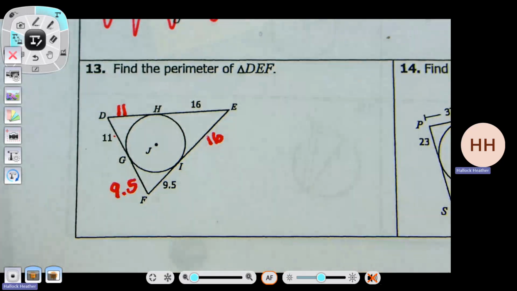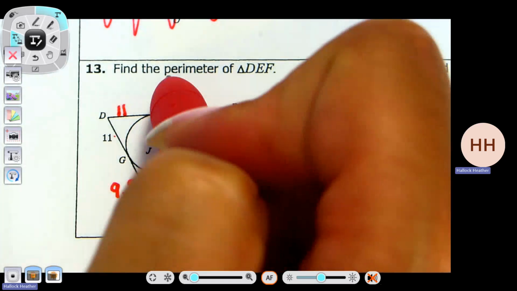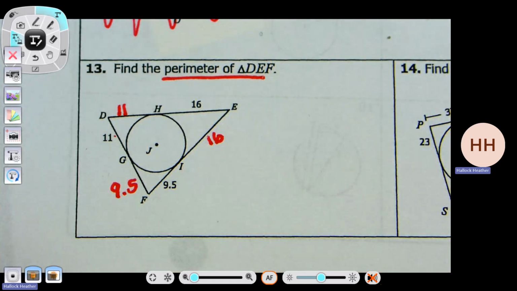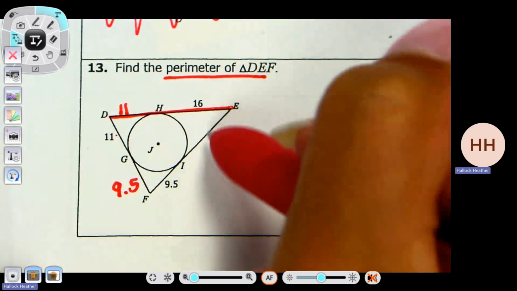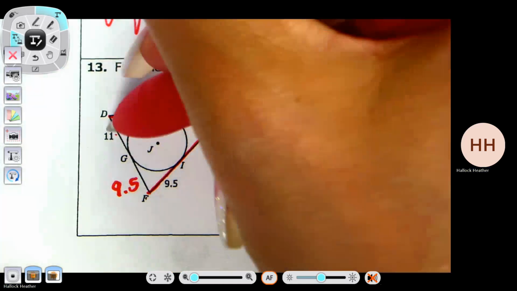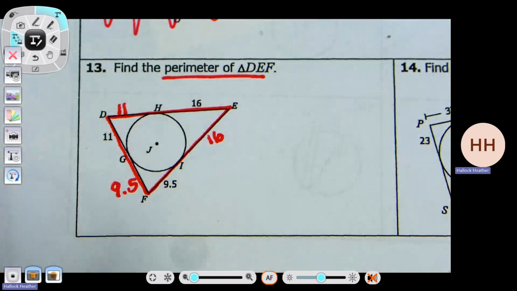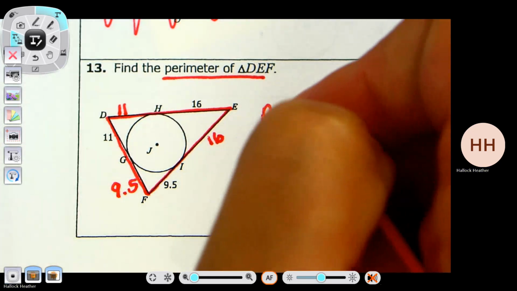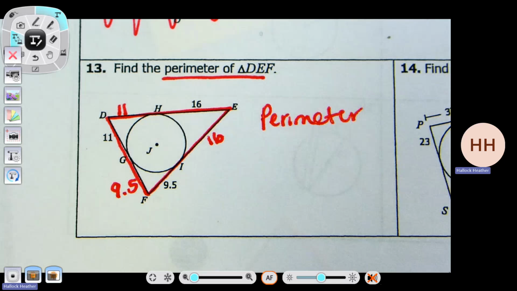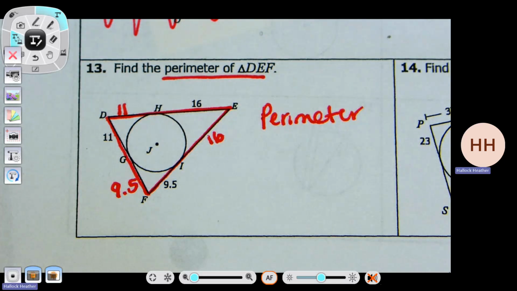The whole point of this problem is to find the perimeter of triangle DEF. If I'm finding the perimeter, you're adding up all the sides. So I'm going all the way around for this triangle, which is the whole shape. And I'm adding them all up. So 11 plus 11, 16 plus 16, 9.5 plus 9.5. So you're adding each number twice. So what do we get for the perimeter? 73.